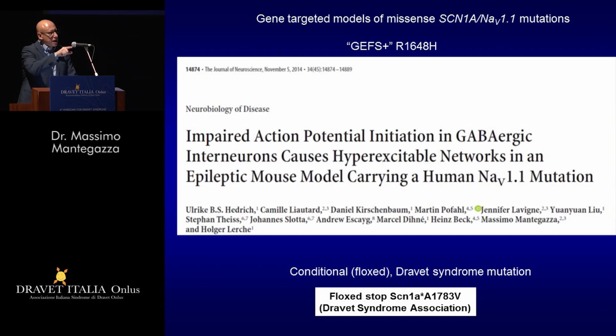This has been developed by Marian Meisler, and I think inherited by Andrew Escari. This is a study that we performed with Holger Lerse. And we showed here that this partial loss of function can anyway induce reduced GABAergic excitability, mainly because of dysfunctional axon initial segments. And this can cause hyperexcitable networks in different brain areas, from the hippocampus to the cortex to the thalamus.